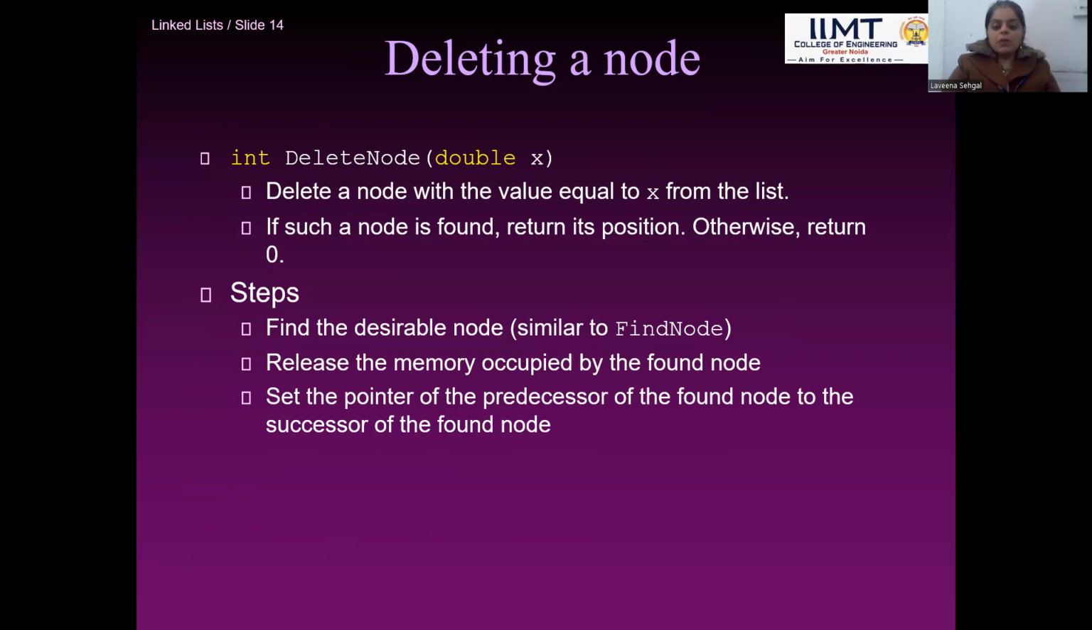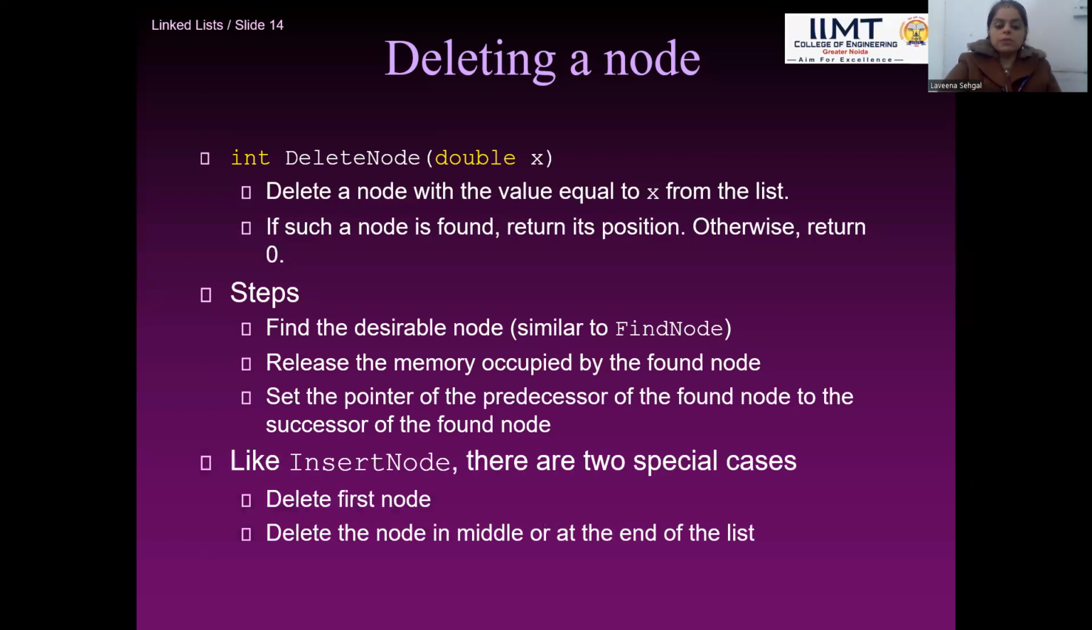Find the desired node, similar to finding a node, which is the node you want to delete from the chain of the linked list. Release the memory occupied by the found node. When you find the node you want to delete, vacating the memory is like removing a particular book from your library, for example. Similarly, you have to free that memory when you have found the node. Set the pointer of the predecessor of the found node to the successor of the found node.